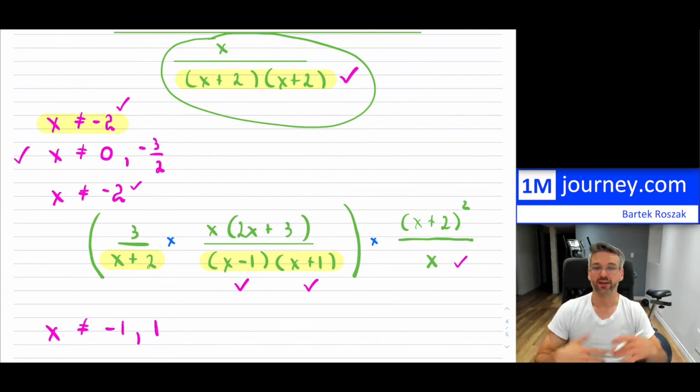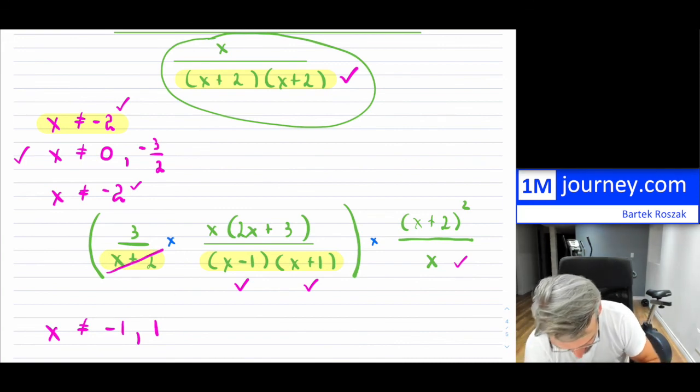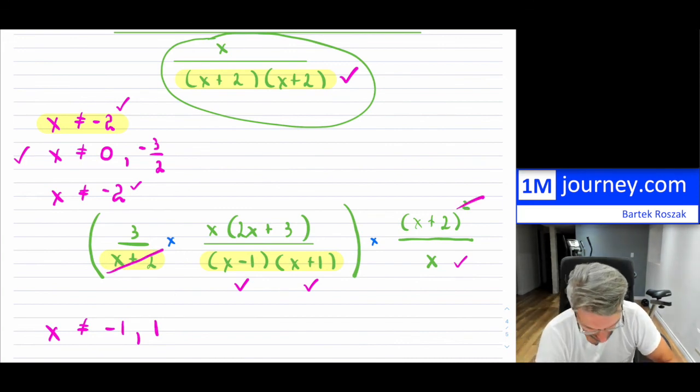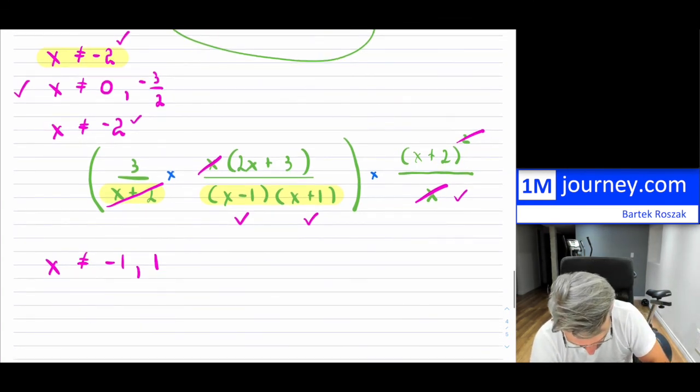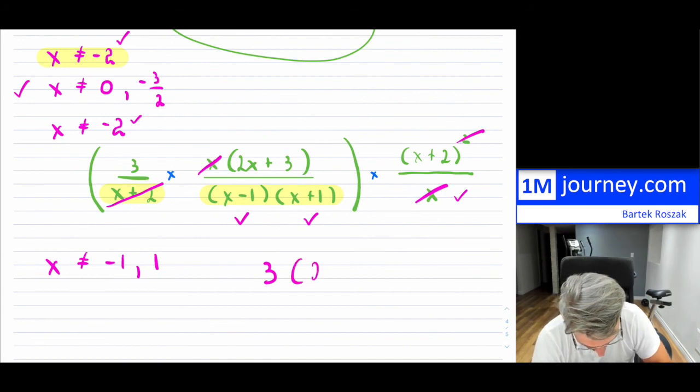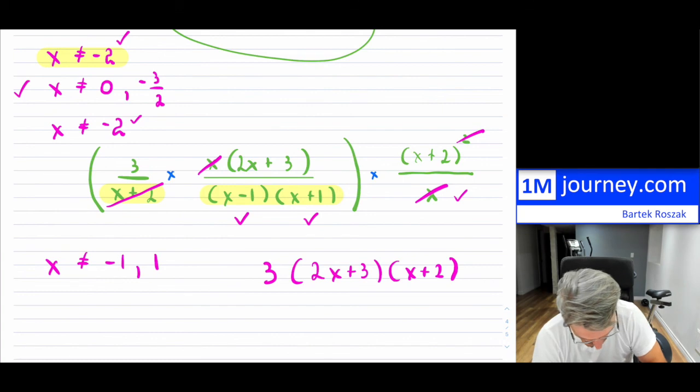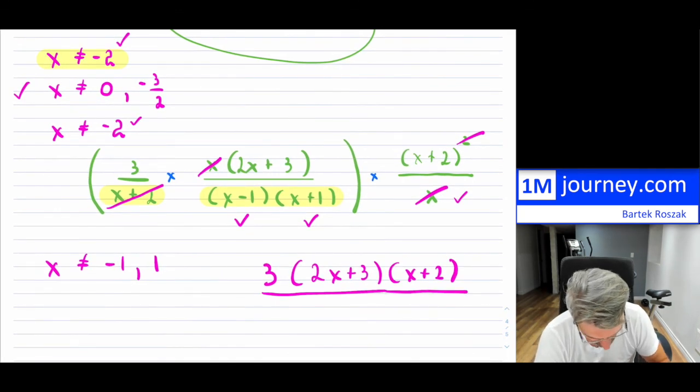All right, and now you can start to reduce. So as you can see, this x plus 2 is going to cancel one of these. So that's going to be gone. This x is going to cancel this x. So that's going to be gone. And I think that's pretty much it. So that means this will simplify to 3 and 2x plus 3, only 1 x plus 2 in the numerator, divided by the x minus 1 and x plus 1.